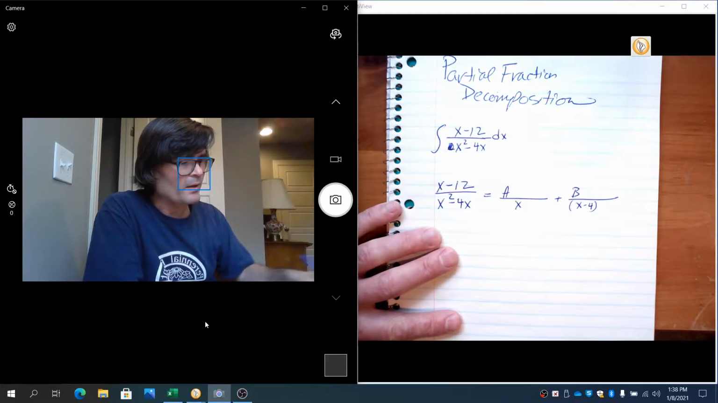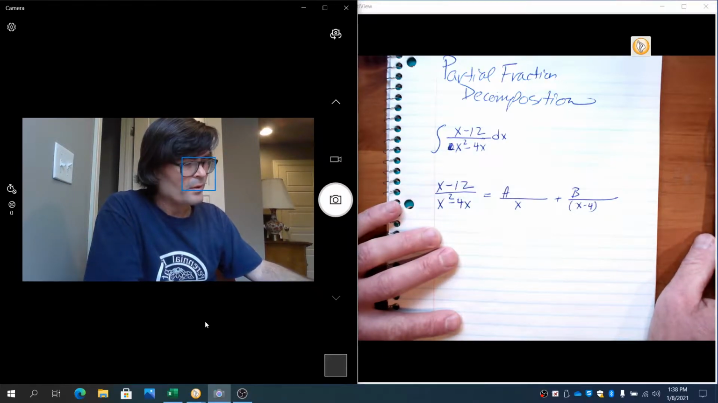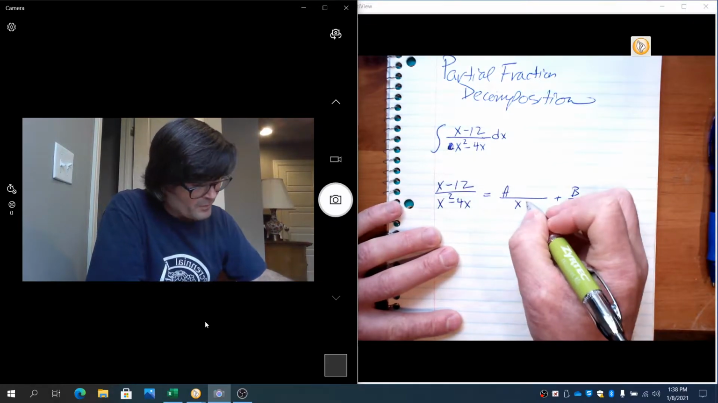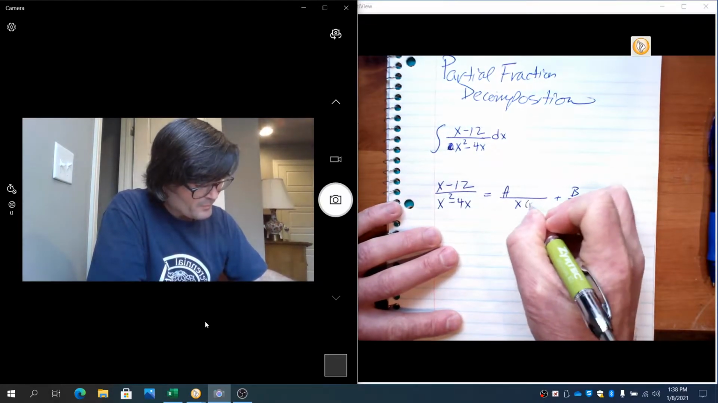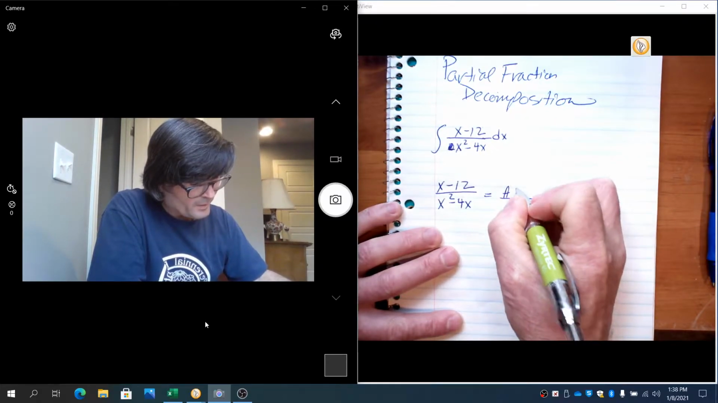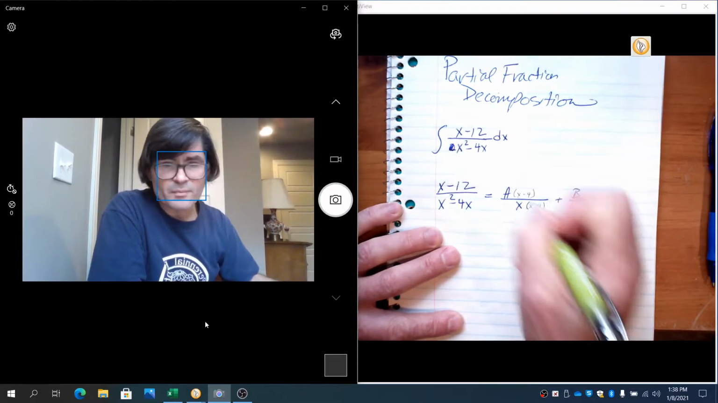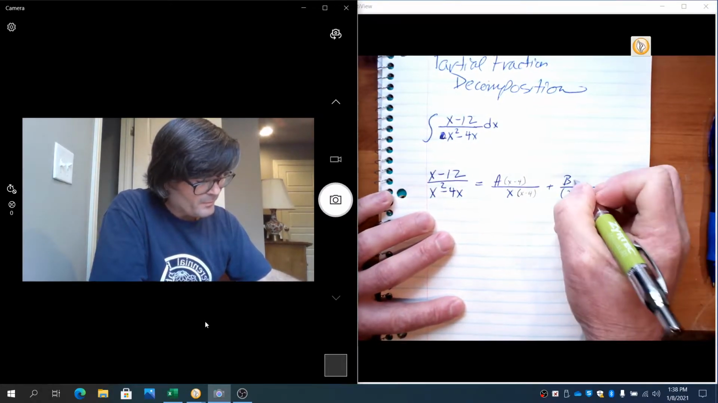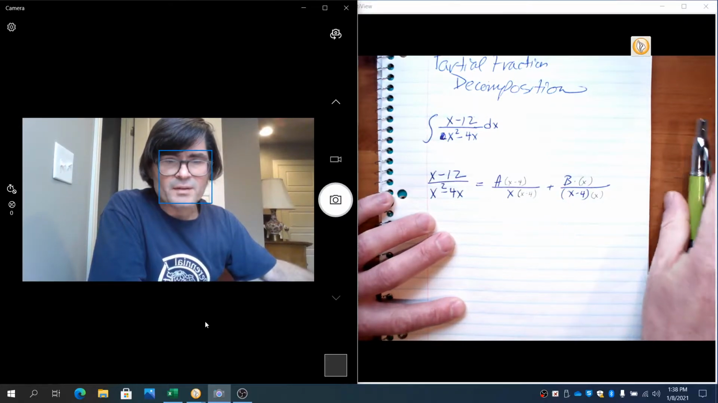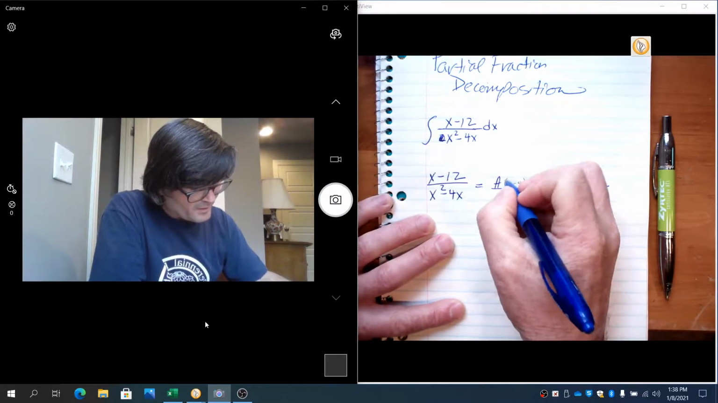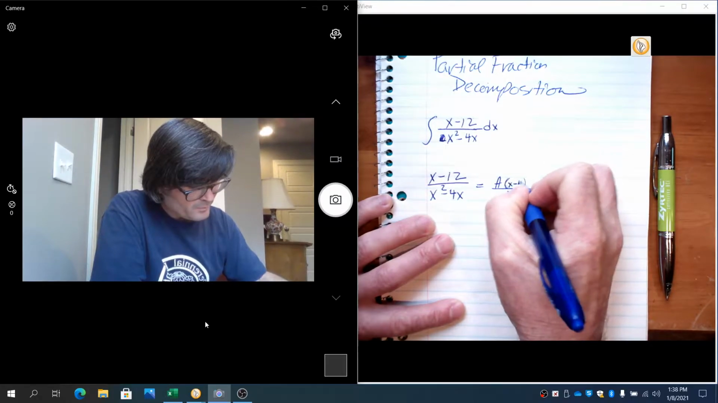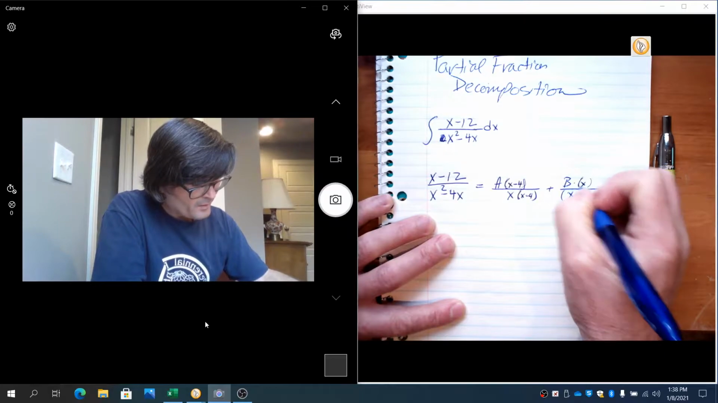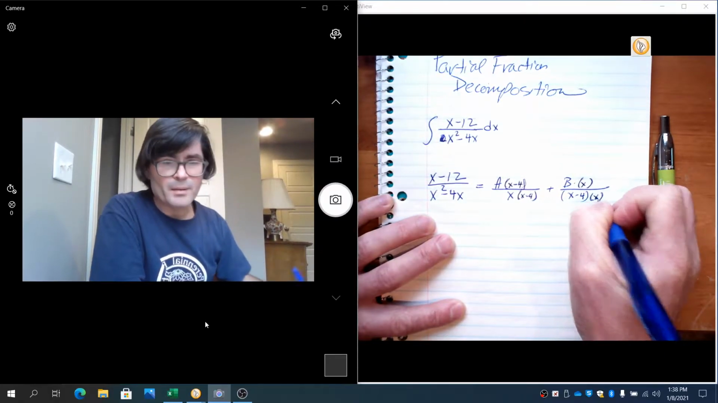And what you're going to do is find a common denominator. It's going to be x times x minus 4. So here you'll multiply by x minus 4 on the bottom and on the top. And then over here, you'll multiply by x on the bottom and on the top. I can't really see that very well, so I'm going to write it in blue. So multiply by x minus 4 on bottom and top, and then x on top and bottom there.